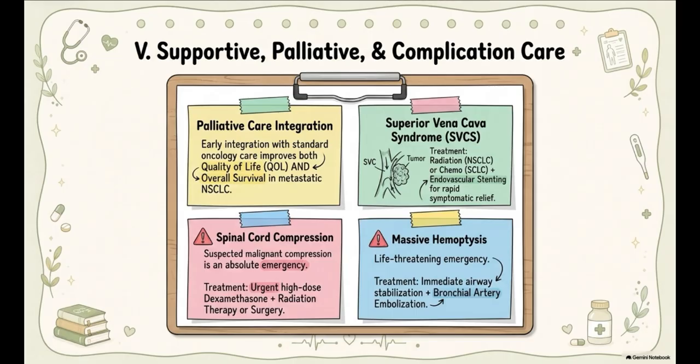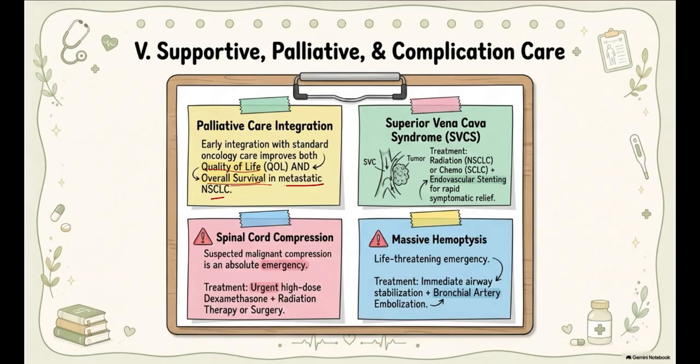Regardless of the staging or the specific systemic therapies you choose, care is never just about shrinking the tumor. We must continuously integrate supportive and palliative care into the pathway. Early integration of palliative care alongside standard oncology care is vital. It directly improves both quality of life and overall survival in metastatic non-small cell lung cancer.